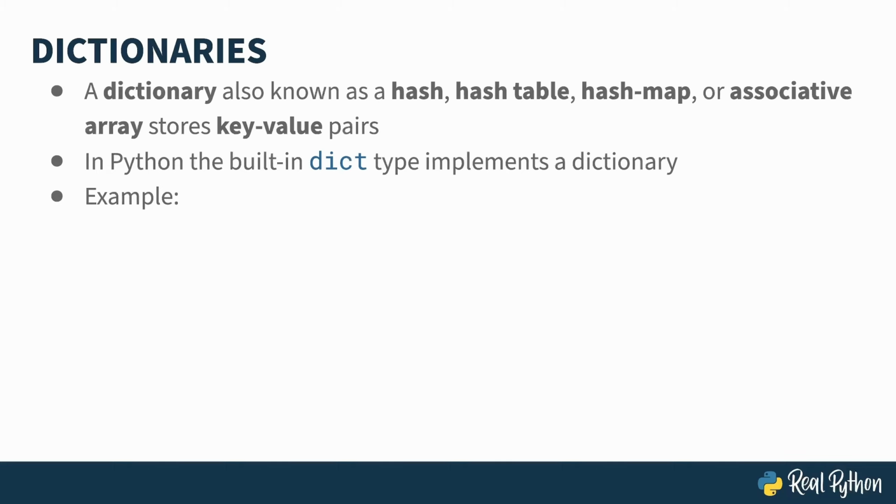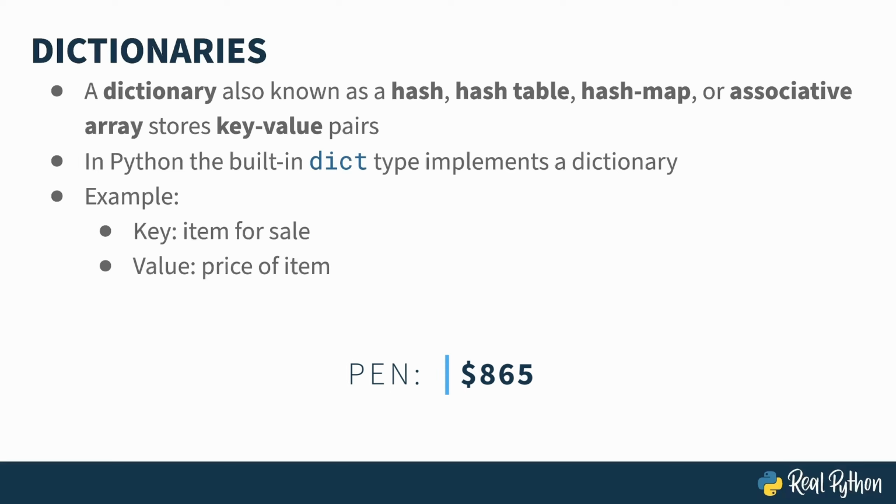Let's say you had a set of things to sell in a store. You could have the things for sale be the keys, and the prices be the values. Then you could look up the pen key to find out that it's $865. It's a really nice pen.